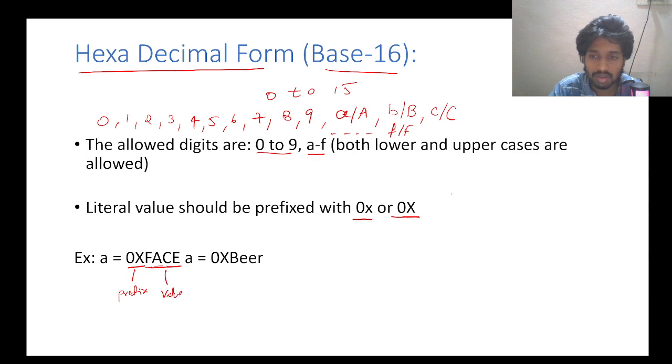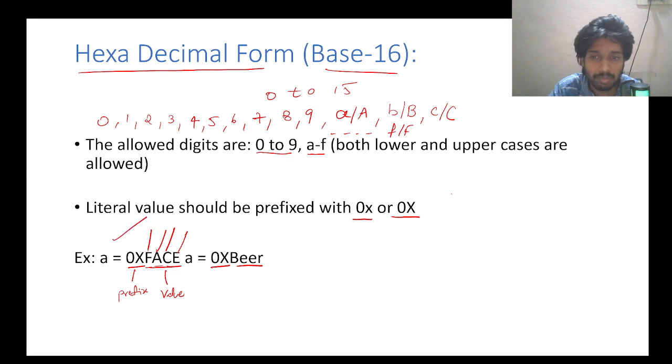This is the value here. This is the prefix and this is the value. So now let's check if this is valid or not. F is an allowed digit, A is an allowed digit, C is also an allowed digit, E is also an allowed digit. So this is completely valid.